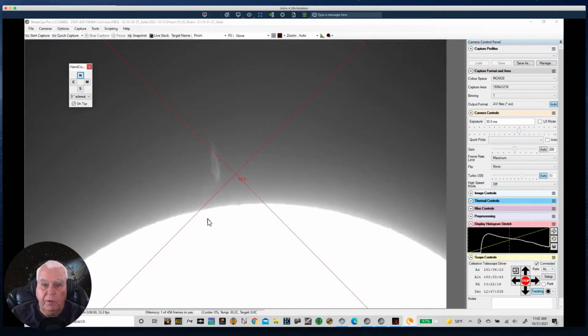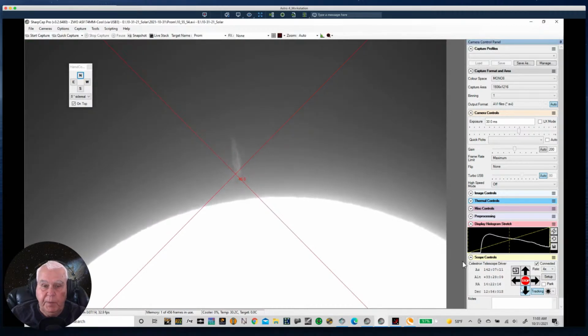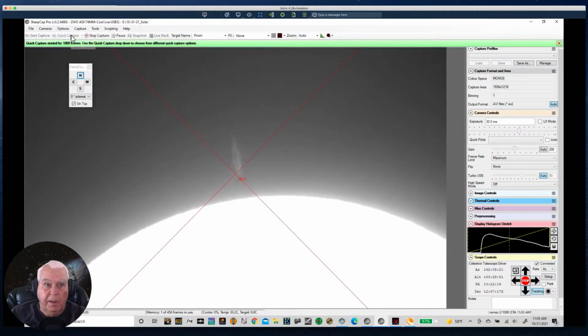This is an overexposed surface, and I need to overexpose it to show this prominence, and I'm going to bring it back just a little bit by moving south here, kind of centering the prominence in the center of the crosshairs and taking a few frames because I want a good image of it. And so we're taking 1,000 frames right now, but this is massive.